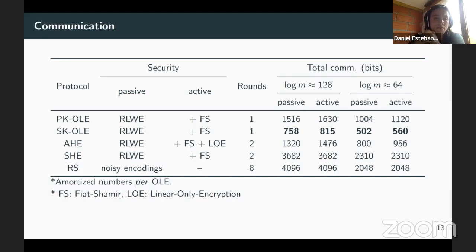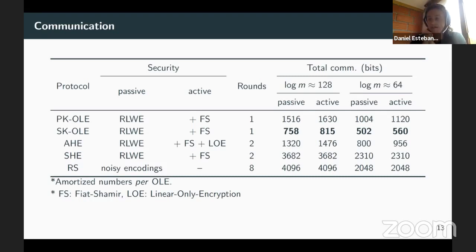Somewhat homomorphic encryption is similar, except that you multiply two ciphertexts. So you need a homomorphic encryption scheme that supports one multiplication. And Reed-Solomon encodings, which are based on the work of Ghosh et al. in Eurocrypt 2018, I think, or 19, sorry, I cannot remember it exactly.